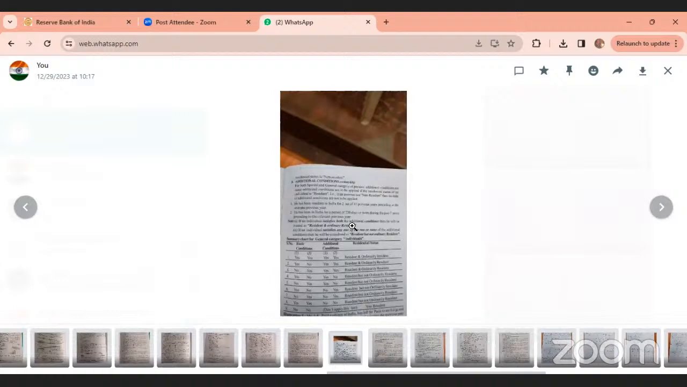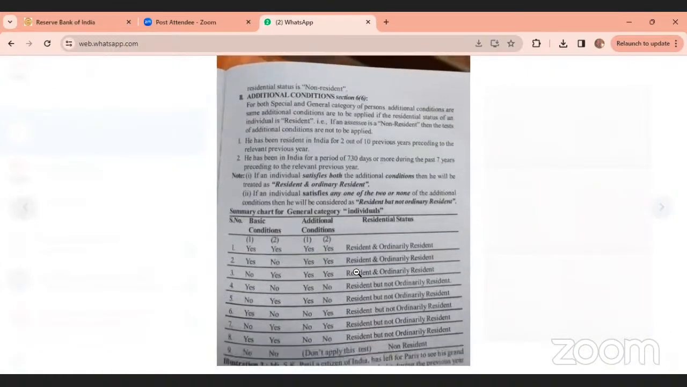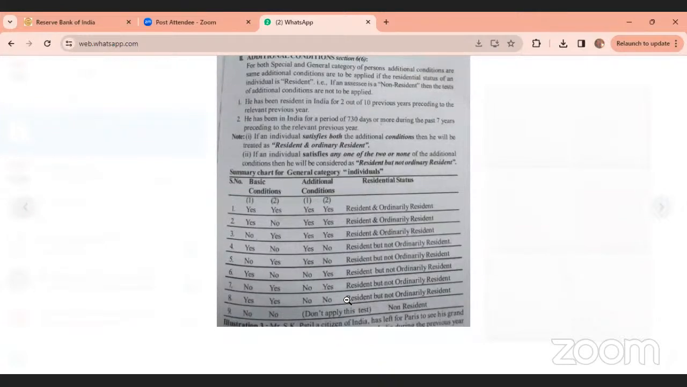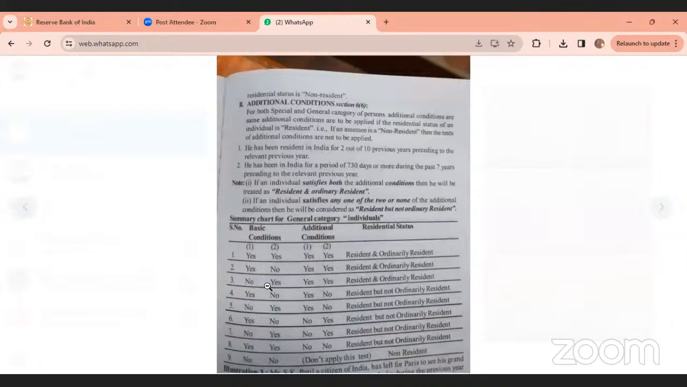Residential status. Is it clear? Yes, for basic conditions, additional conditions? Yes, ma'am. Here, once again I repeat. One minute. Here, see, if the assessee satisfied the basic conditions and additional conditions, there are the rules and regulations. Resident, non-resident, resident but not ordinary resident, resident and ordinary resident. There are 4 types.